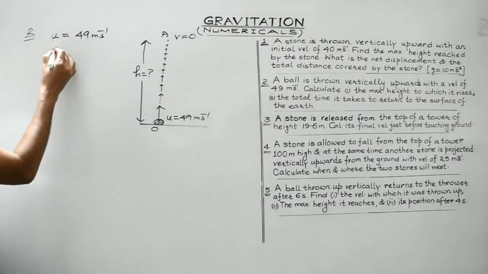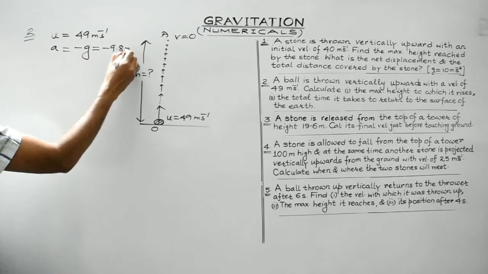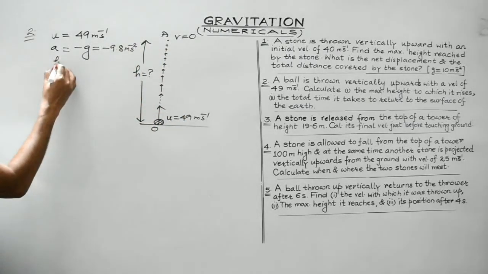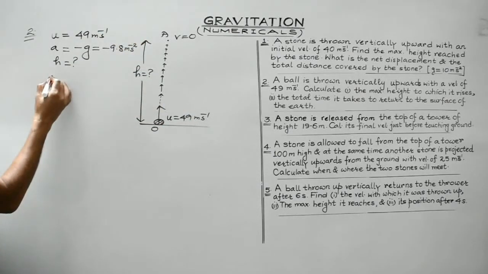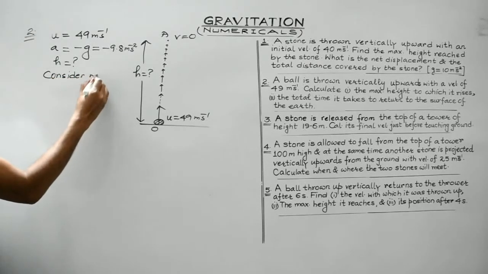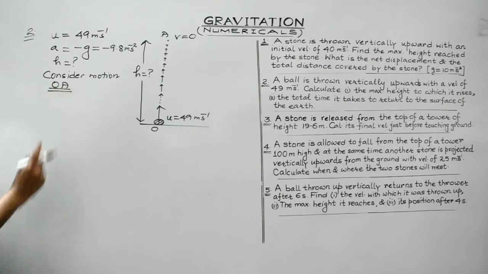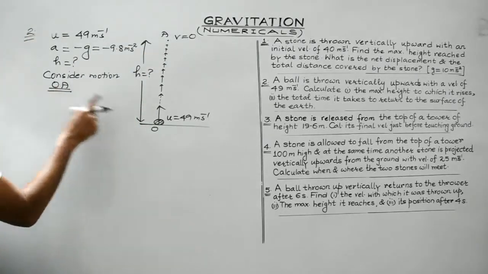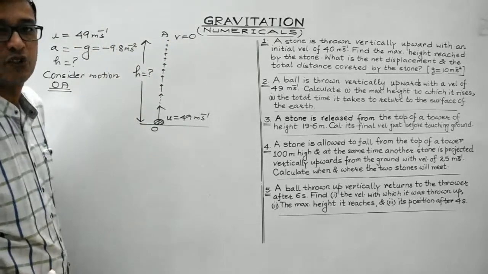So, a is minus g over here. It is minus 9.8 meters per second square. Right? And h is to be determined, as we are supposed to find out the maximum height to which it rises. So consider the motion of the body from O to A. O is the initial point and A is the final point, right? At the initial point, the initial velocity is 49 meters per second. At point A, which is the final point, the final velocity is 0.